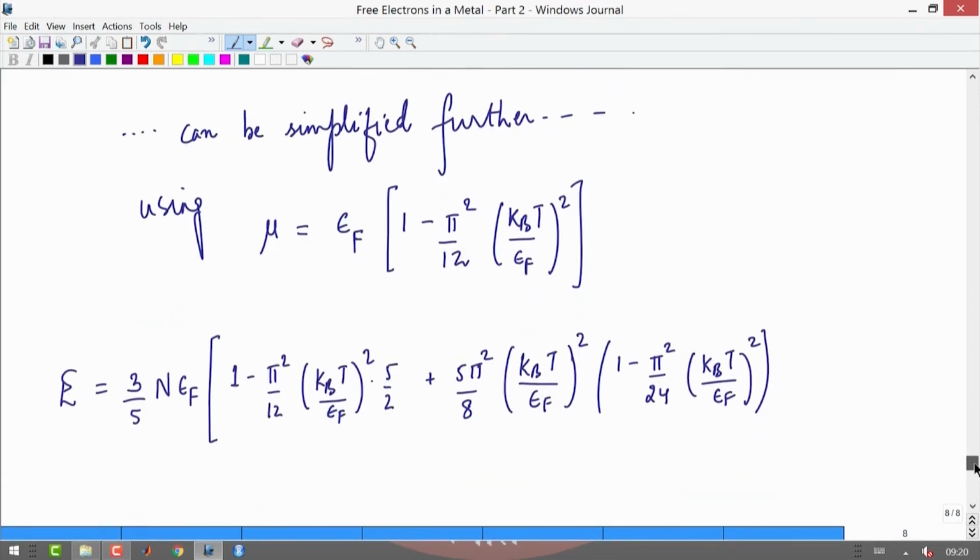Okay. So, what have we done here? We have made some simple approximations.